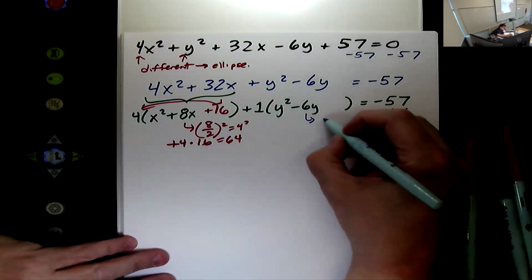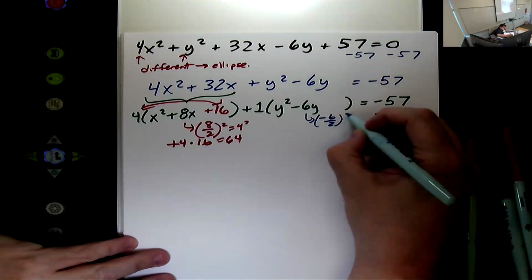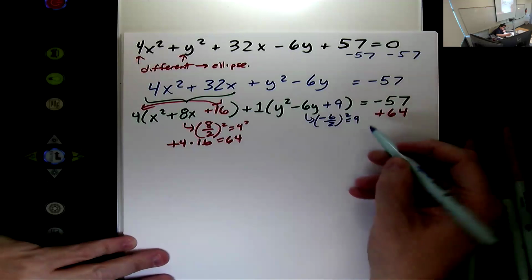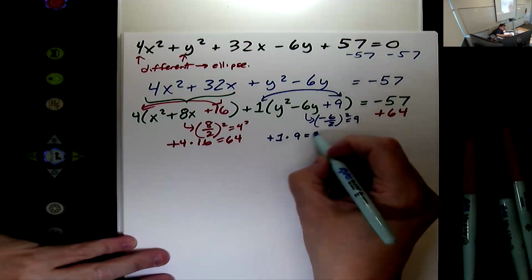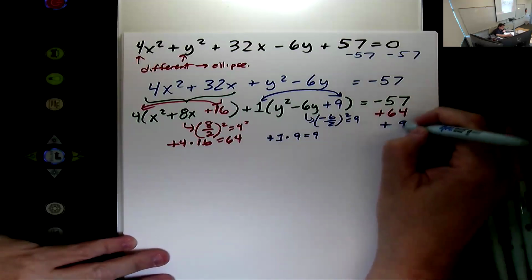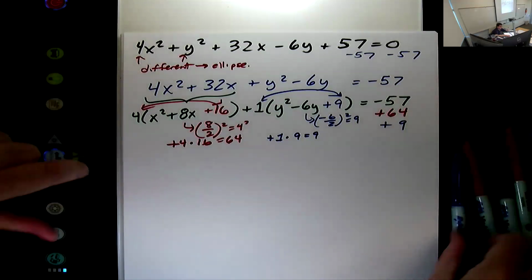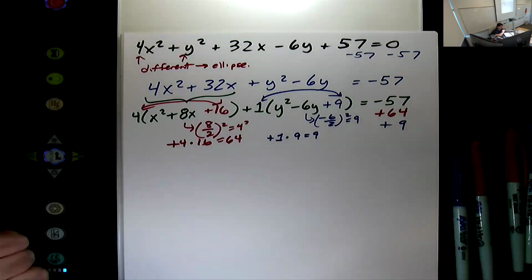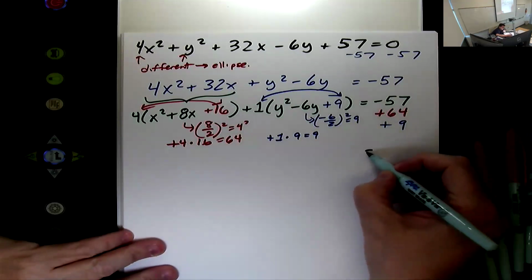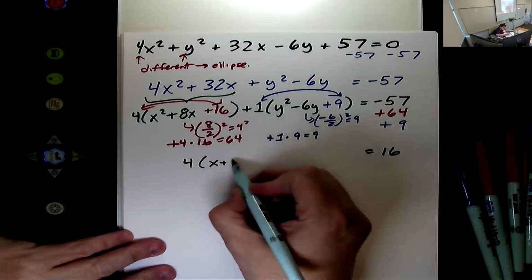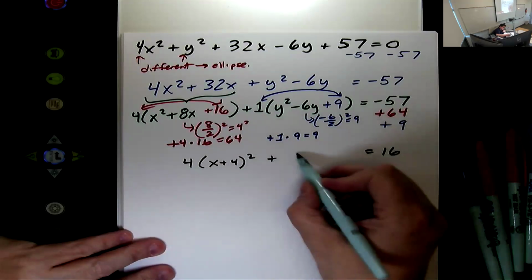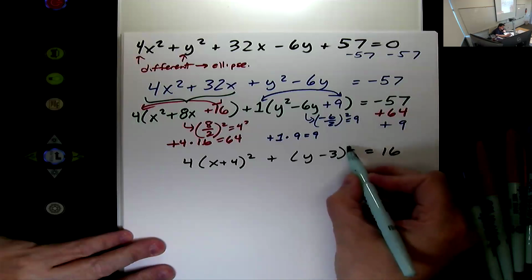Here, same process. And I have added plus 1 times 9 equals 9. So I'm gonna add 9 over here as well. That gives us 16 on the right side. So we have 4 times x plus 4 squared, plus y minus 3 squared equals 16.